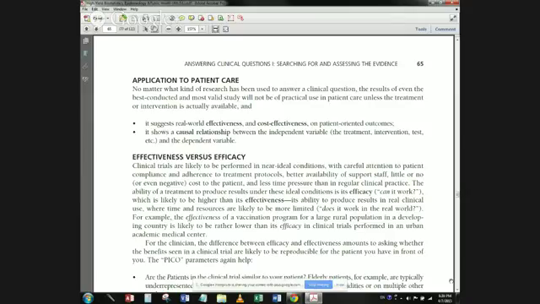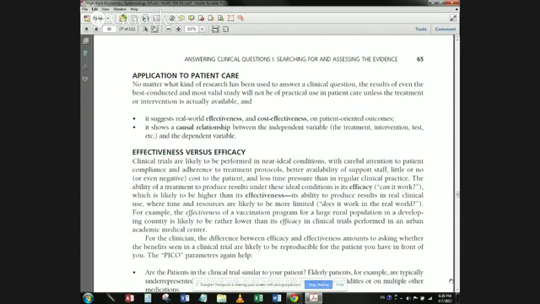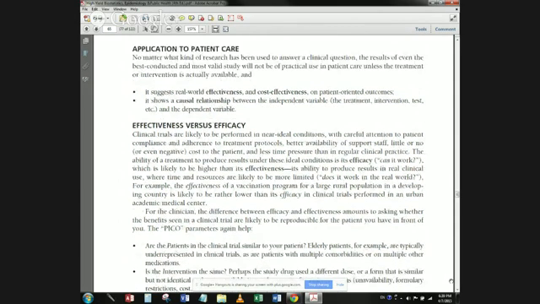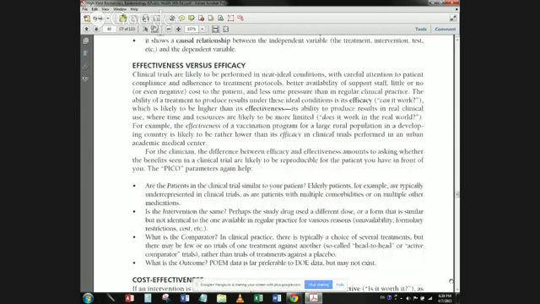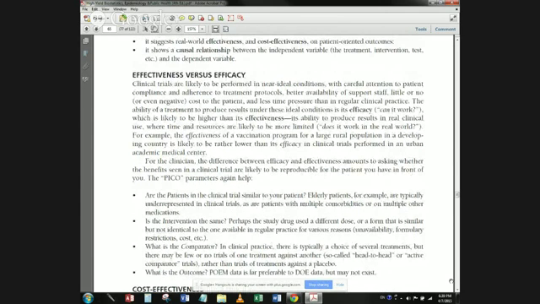Effectiveness versus efficacy. Clinical trials are likely to be performed in near ideal conditions with careful attention to patient compliance and adherence to treatment protocols, better availability of support staff, little or no or even negative cost to the patient, and less time pressure than in regular clinical practice. The ability of a treatment to produce results under these ideal conditions is its efficacy. Can it work? Which is likely to be higher than its effectiveness, its ability to produce results in real clinical use, where time and resources are likely to be more limited. Does it work in the real world?